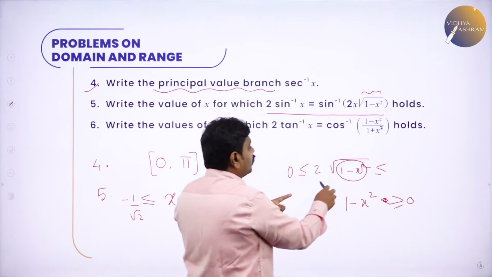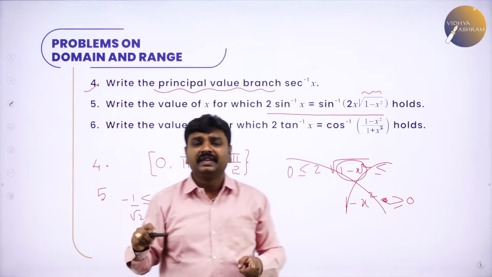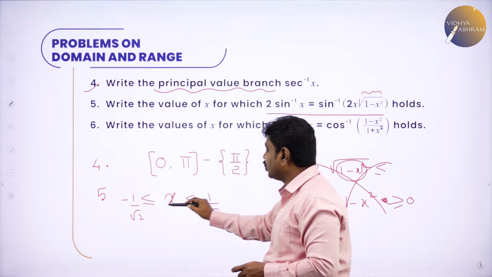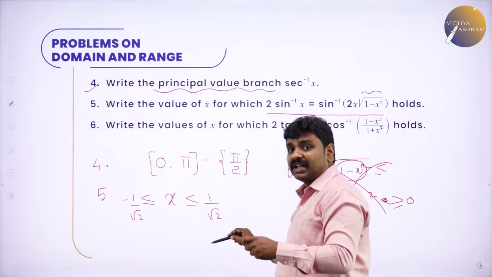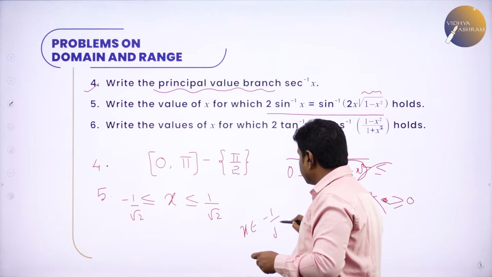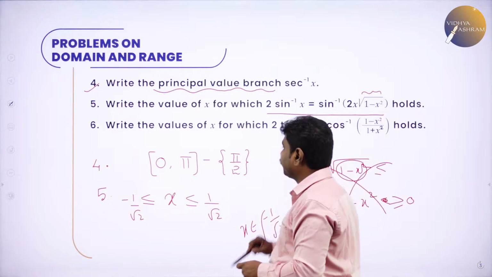Like the two values you have to combine, but don't do this. For 1 mark, don't waste your time. Memorize this. For sin inverse of 2x into root of 1 minus x square, x value should lie between minus 1 by root 2 to 1 by root 2. You can write x belongs to minus 1 by root 2 to 1 by root 2, closed interval including.